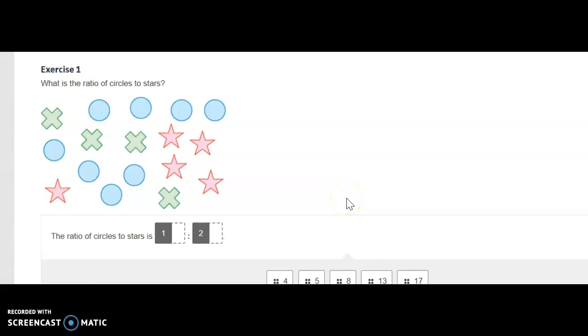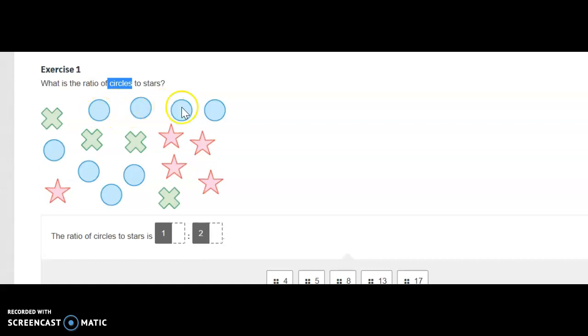Okay, we are on our Chapter 5 practice test, and it says exercise number 1. What is the ratio of circles to stars? Remember, whenever we do this, we just have to list the first thing first. And the first thing that they list here is circles. So we need to count circles.